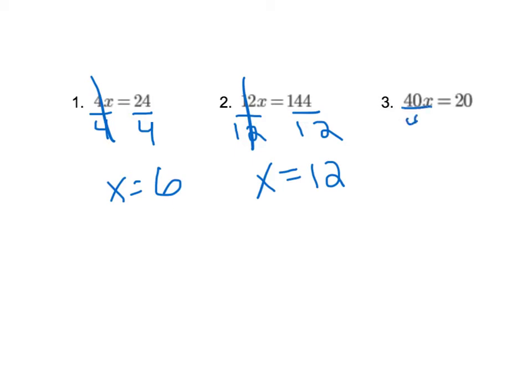Number 3, 40x equals 20. Okay, divide each side by 40. And then x equals 20 over 40, we have to reduce this. X equals 2 over 4. The zeros cancel. And then x equals 1 over 2.